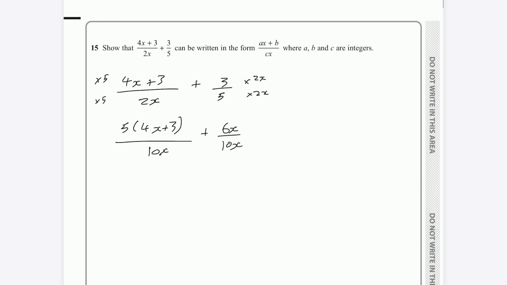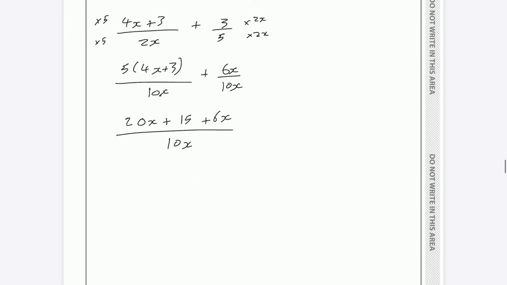Now the denominators are both the same, so essentially I can expand the tops out, so that'll be 20x plus 15 plus 6x, and since the denominators are the same, I can just write it like this, and that then becomes 26x plus 15 over 10x.